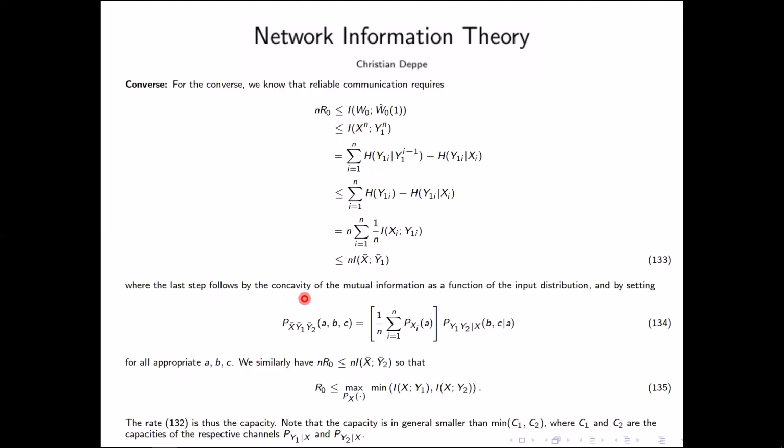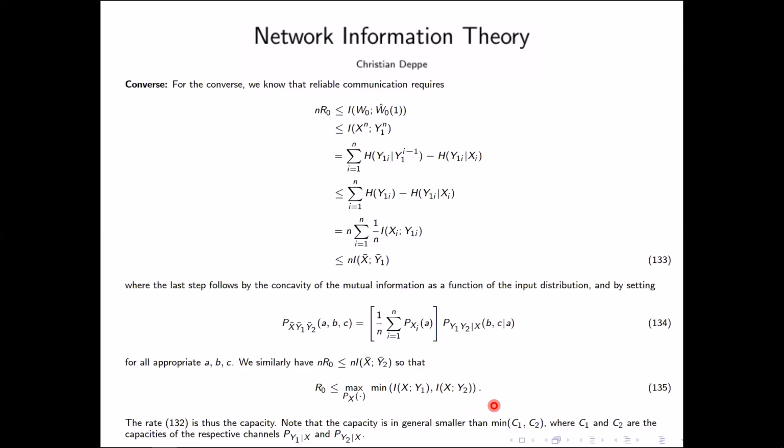So the final step follows, of course, by the concavity, this step here, of the mutual information as a function of the input distribution. And we set now the probability of abc equal to this for all abc. And then, of course, what I told you already, sorry, here it's written down, we can do the same for nR0, that it's smaller equal than n times the mutual information of x and y2 average, so that R0 is less or equal than the maximum over x of the minimum over this mutual information.